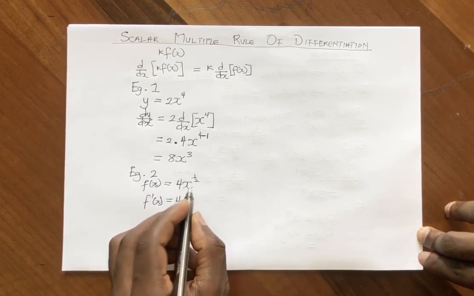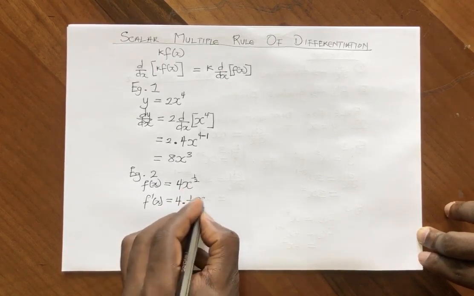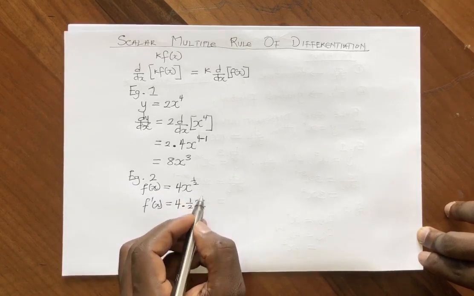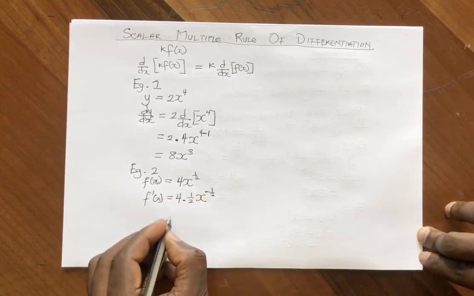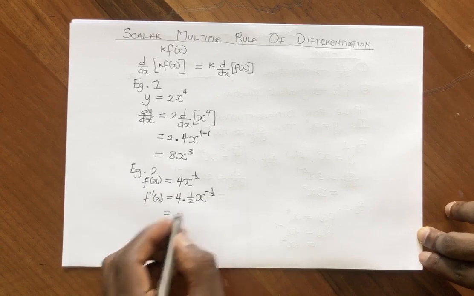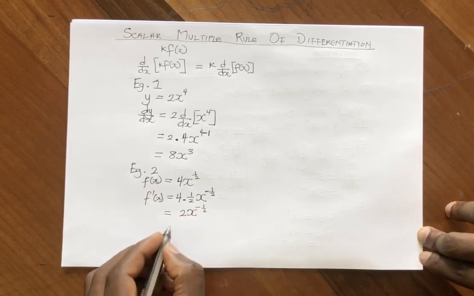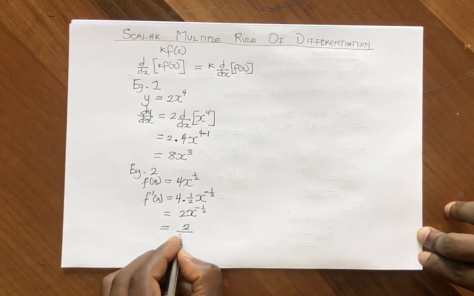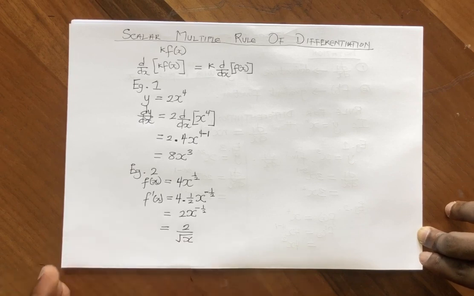So we would write the power down here, which is half. Then we have x. Okay, so we would have to subtract 1 from the power. So half minus 1 is negative half. All right, now 4 times half is what? That is 2. Then we have this. Now from indices we should have 2 over root x. Okay, so this is for the scalar multiple rule of differentiation.